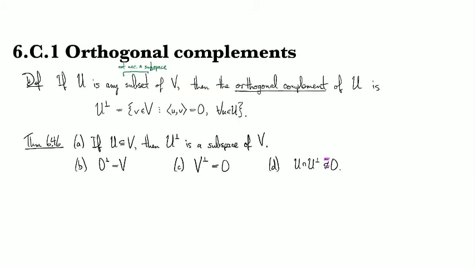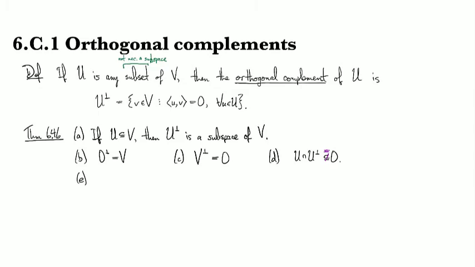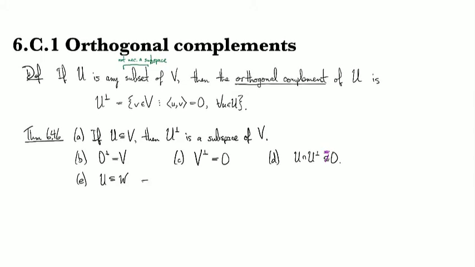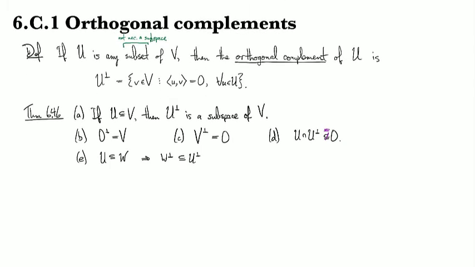And then we also have the fact that it reverses containment. So if you have U is a subspace of W, then W perp is going to be a subspace of U perp. Okay, and let's see about proving a couple of these.